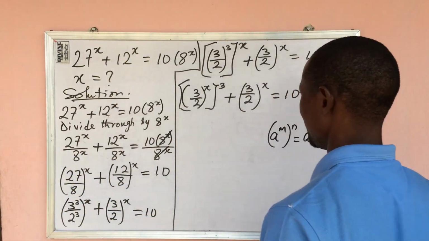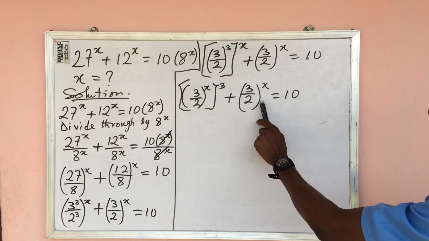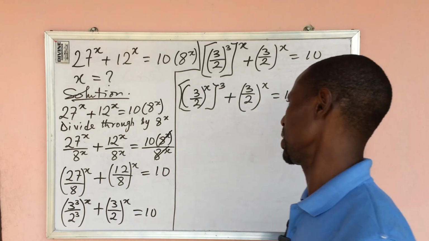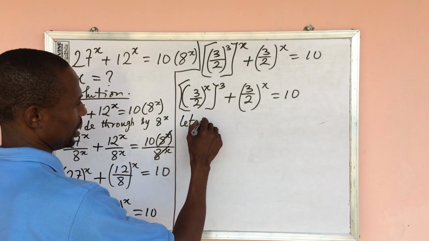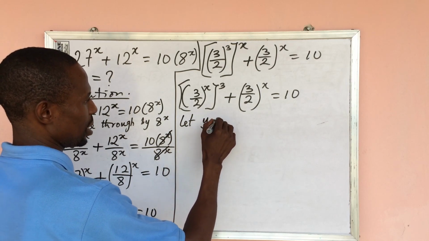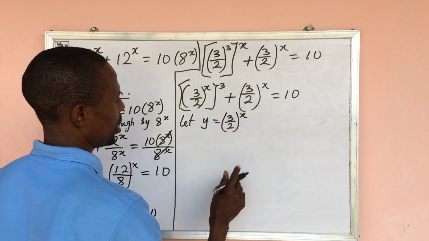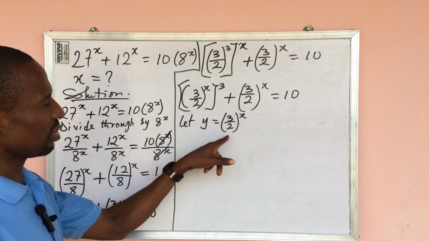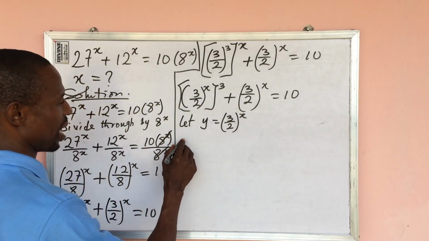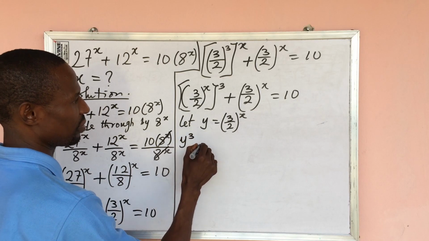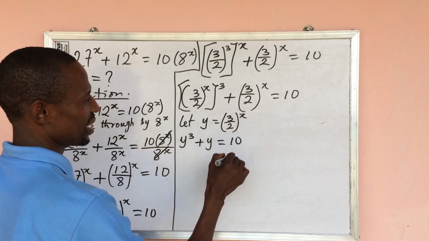Very nice. We have 3 over 2 to the power of x, and we also have the x. So at this point, we can say, let y equal (3/2)^x. Whenever we see (3/2)^x, we put down y there. Automatically, we have y to the power of 3 plus y equal to 10.